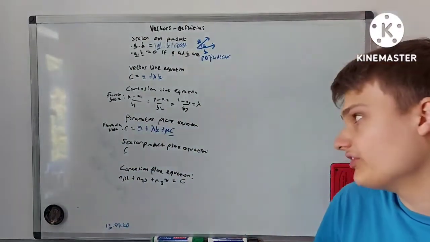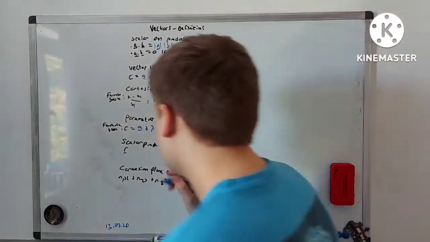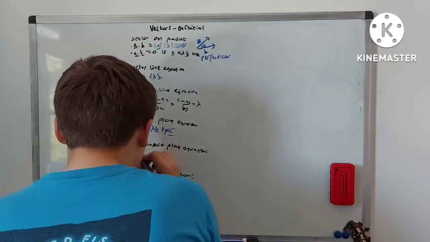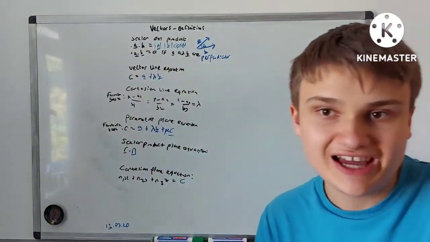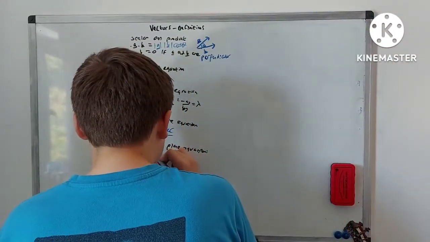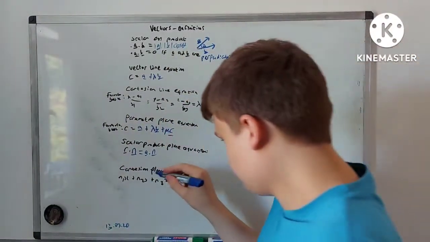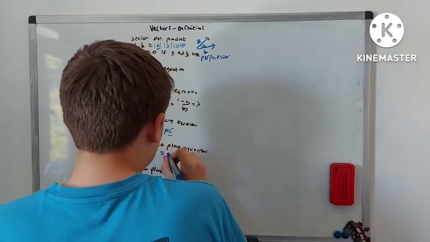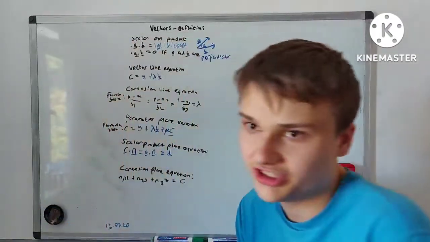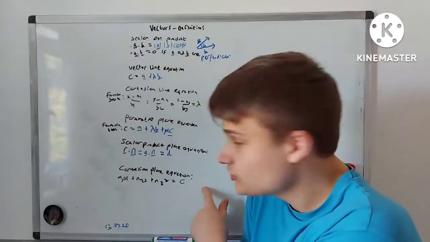Make sure you underline all your vectors in the book. The scalar product plane equation is r dotted with the normal vector, and your normal is usually n hat, will be equal to a dotted with a normal vector. And a dotted with a normal will just give you some constant, you can call it d if you wish. The last one here at the bottom is also in the formula booklet.